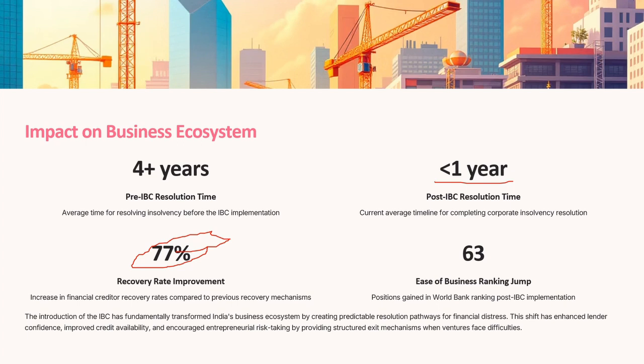So that is the increase in financial creditor recovery rates compared to previous recovery mechanisms. And on ease of doing business ranking, India has jumped by 63 positions in the World Bank ranking post IBC implementation. So see how much difference this IBC has made to the business ecosystem.